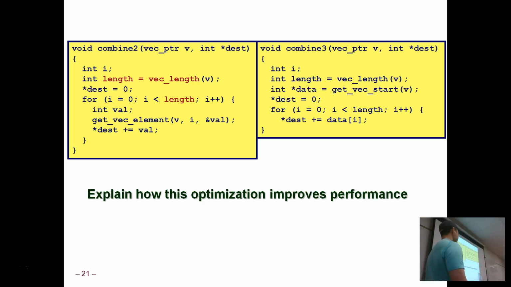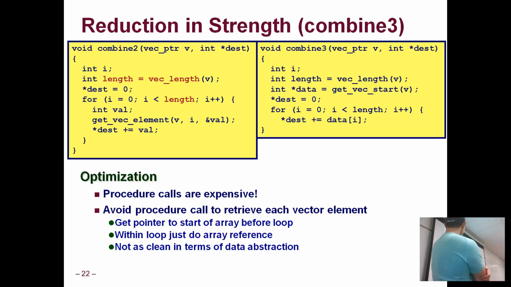Instead of calling for the getVec element, which is going to return a pointer each time, you can just take the starting point and then add to that pointer and do pointer arithmetic each time. Which is effectively what's going to happen here, yeah. So that's basically what this is doing. You're going directly into the array inside the structure, and you're using it directly rather than this very nice encapsulated API call, right? So this is reduction in strength.